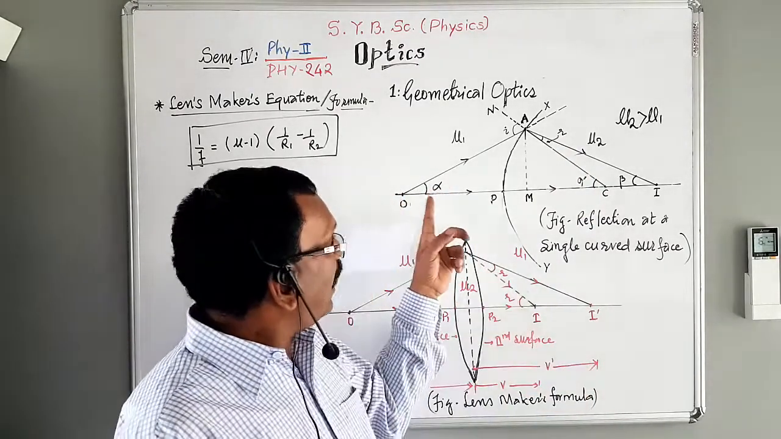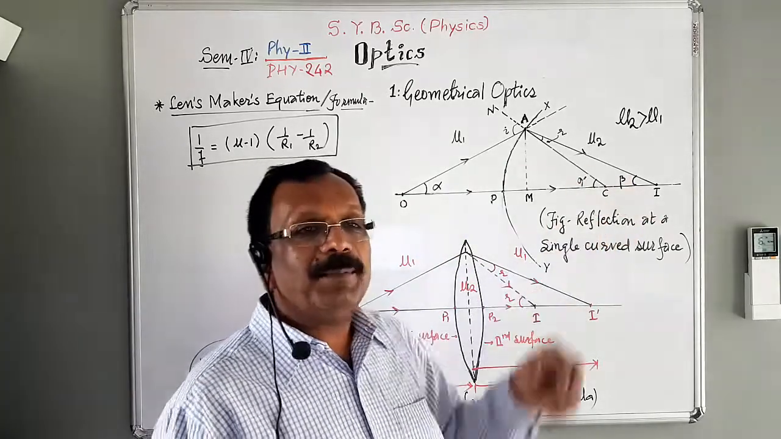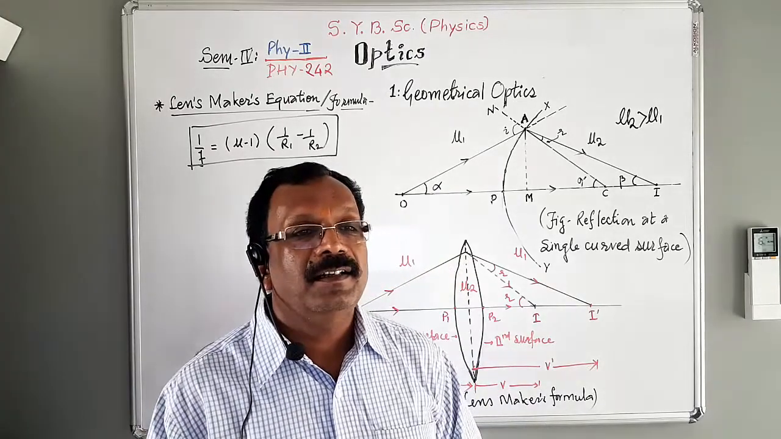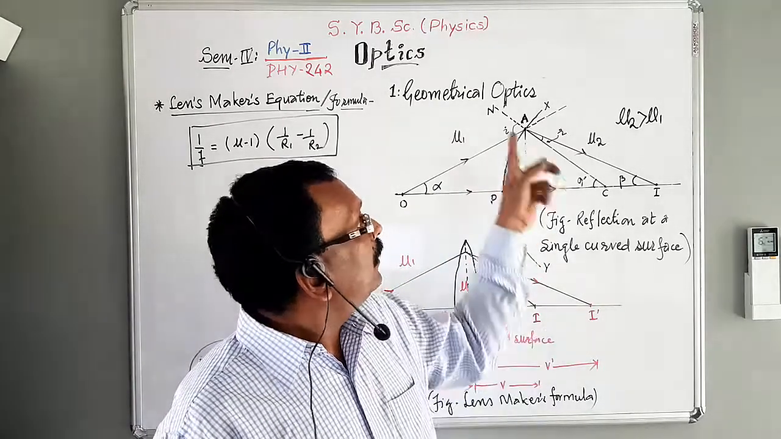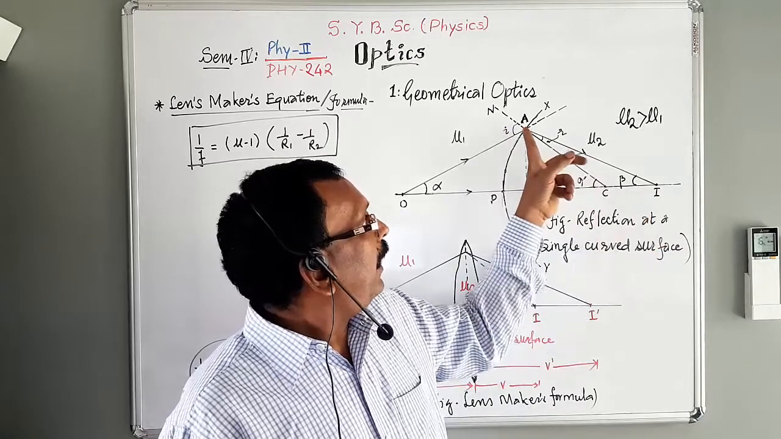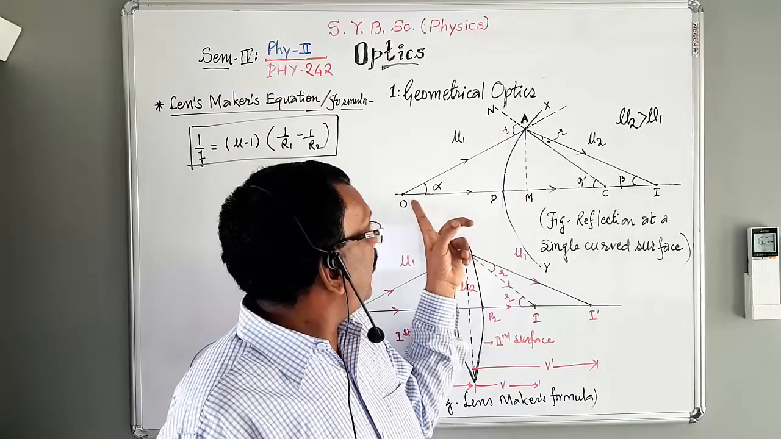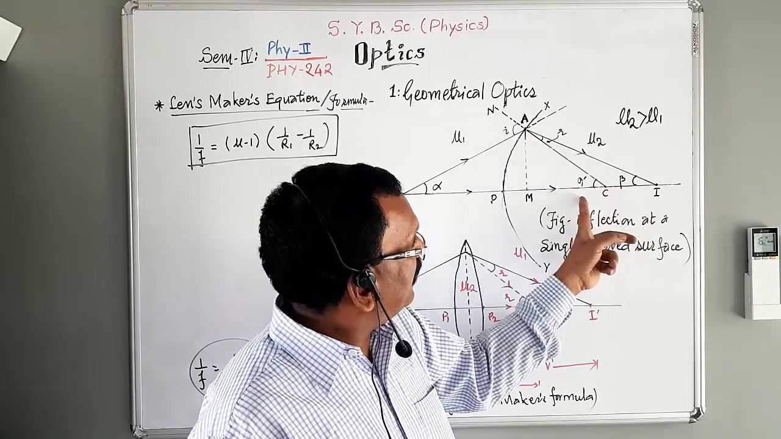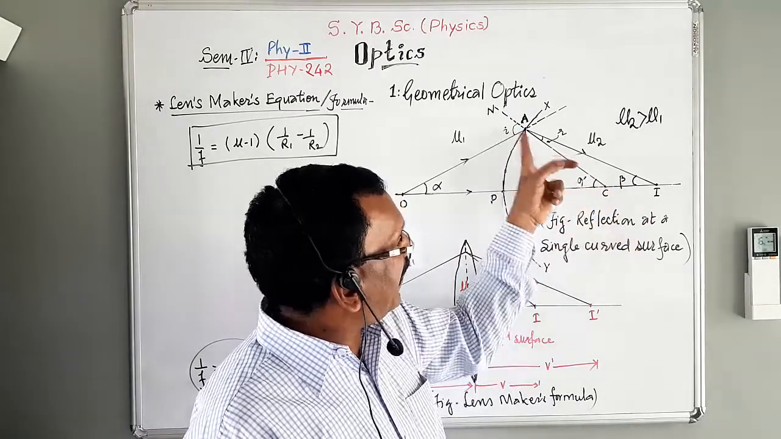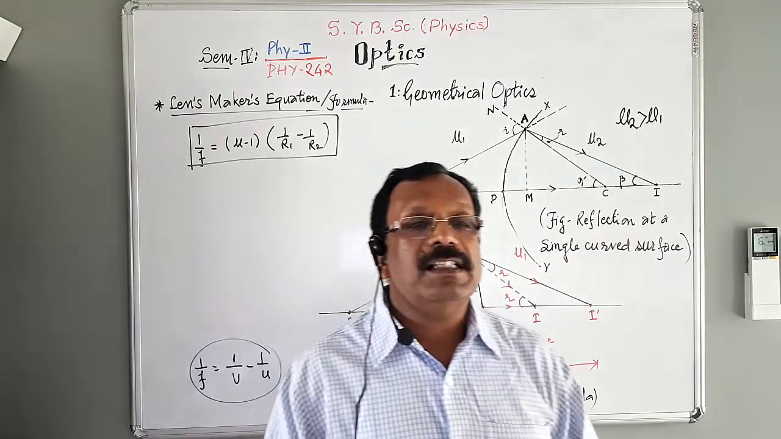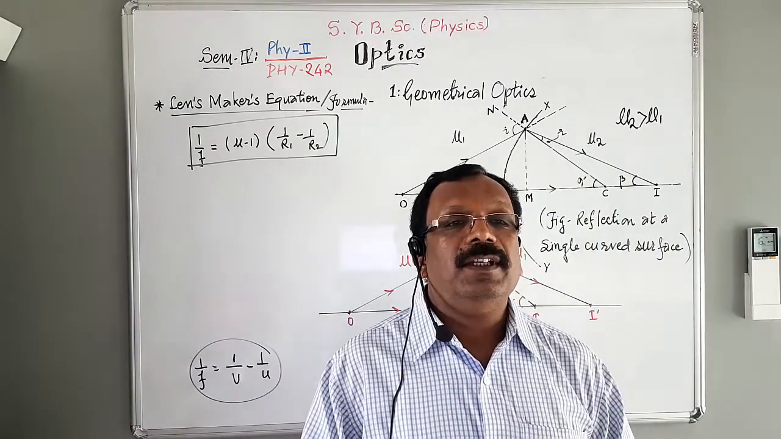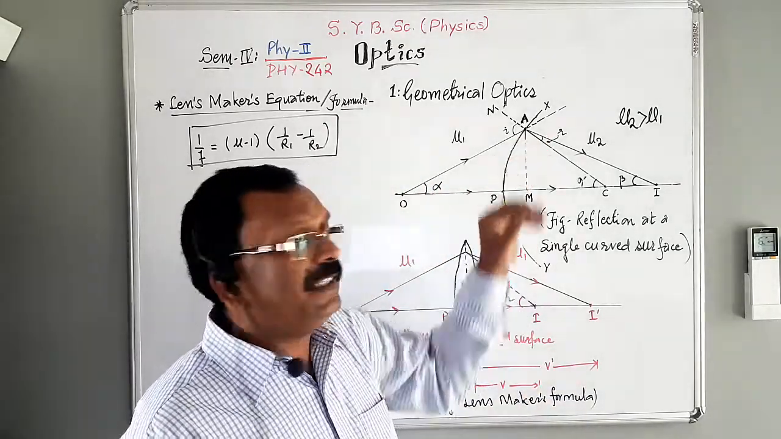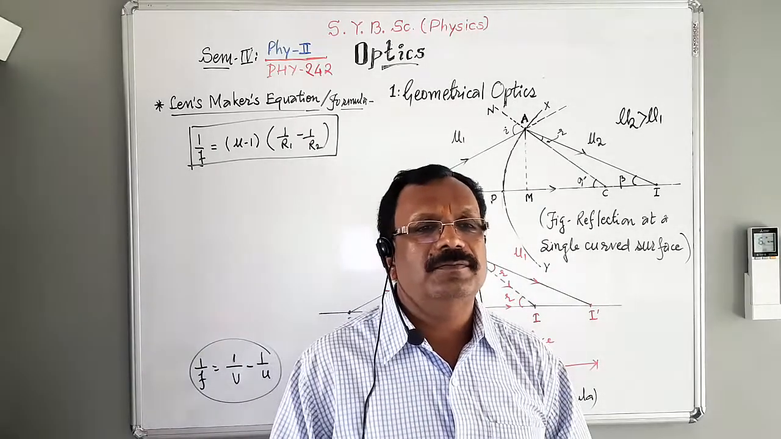Then angles alpha, beta and gamma are the angles made by OA, OI. Sorry, alpha is made by OA with the principal axis, angle beta is made by IA with the principal axis, and angle gamma is made by AC with the principal axis. Suppose now it is observed that the angle of incidence I is very small.